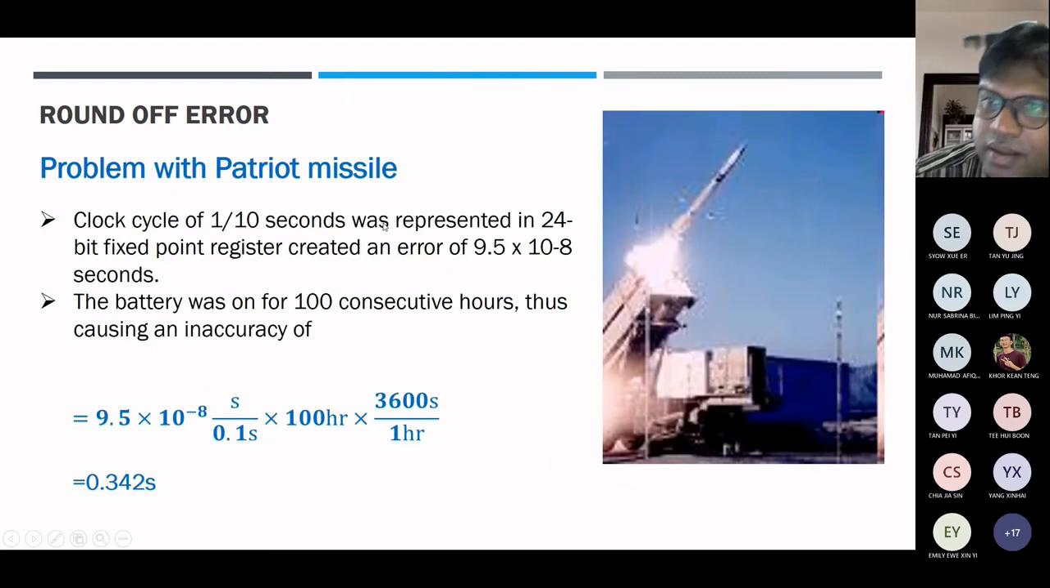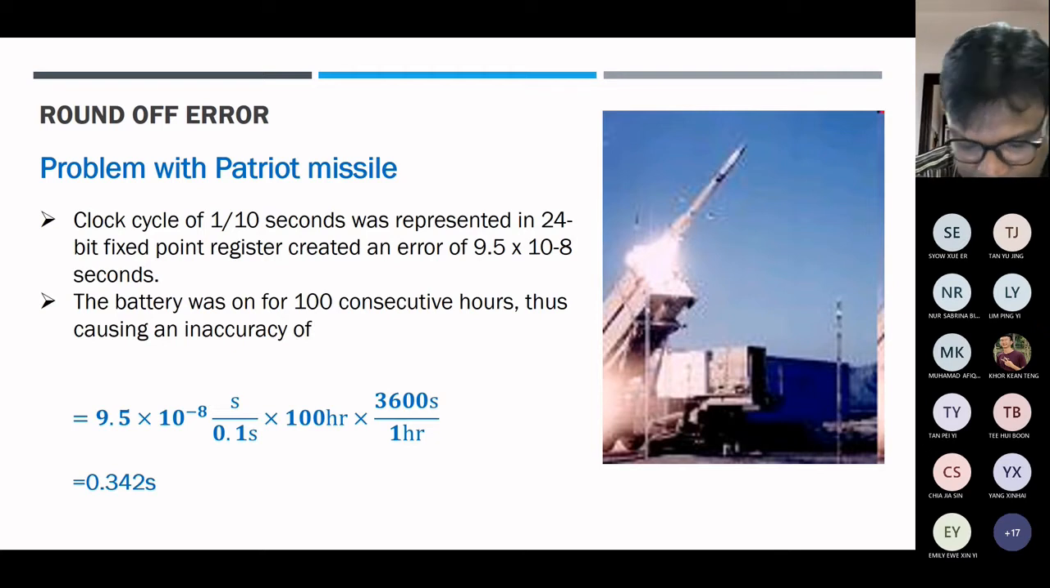Okay, this is because if you can see the clock cycle of 1 per 10 seconds, it was only represented in 24-bit fixed point in the normal computer back in the time. I'm talking about 1991. So now we have 64, right? Our computers are like 64 bit. Back in 1991, just imagine it was only 24 bit.